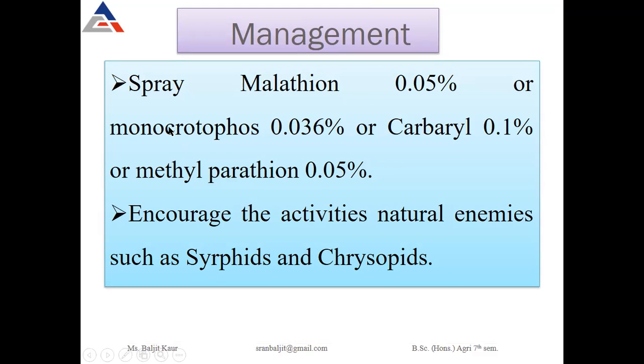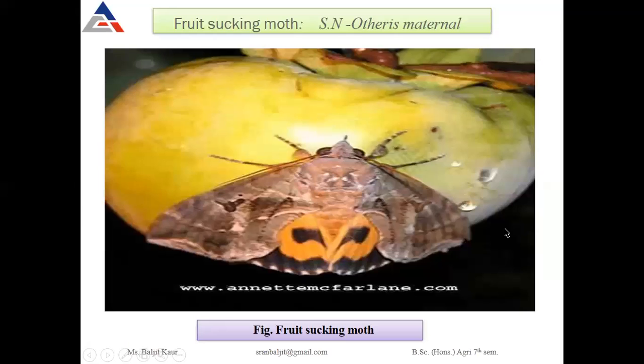To control citrus psylla, we have to apply malathion, or we can spray monocrotophos, carbaryl, or methyl parathion. And we can encourage the activities of the natural enemies of citrus psylla, such as syrphids and chrysopids. These are the natural enemies, and by encouraging their activities they can keep this insect under control.